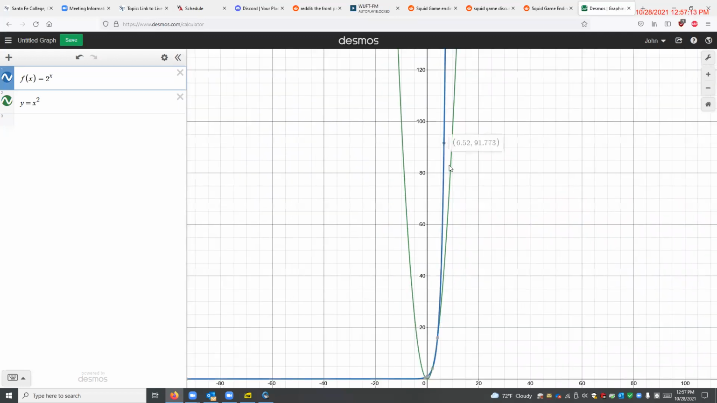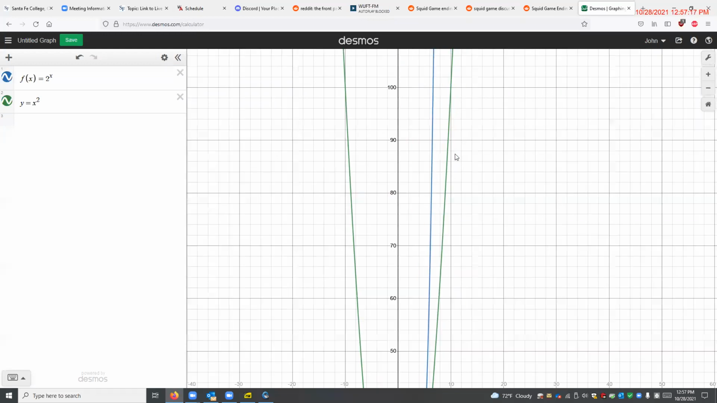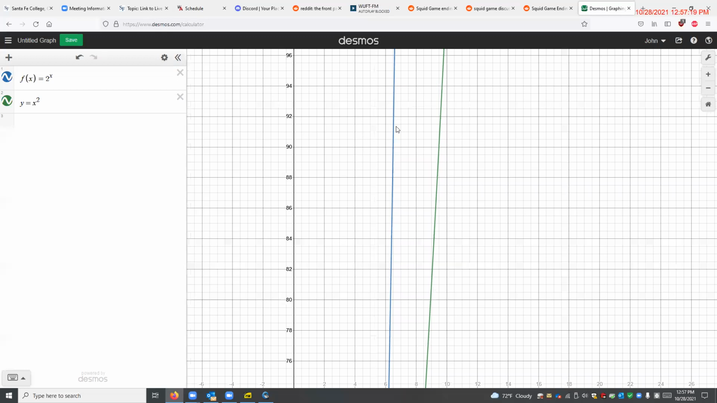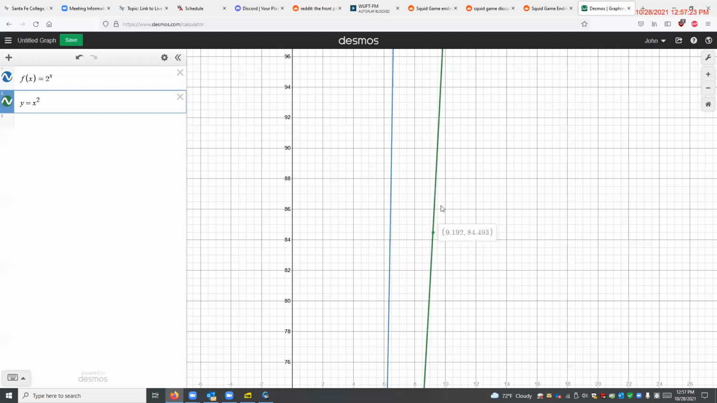Look how steep this is compared to this. If I zoom in here, the blue is practically vertical. It's going like straight up. And the green, it's growing, but it's not growing anywhere near as fast.